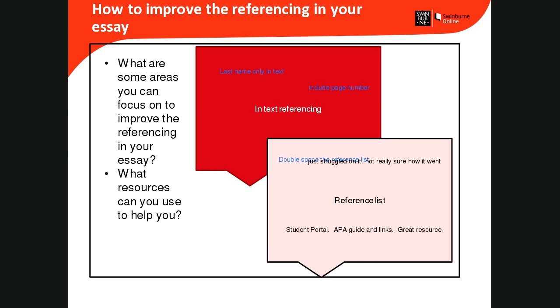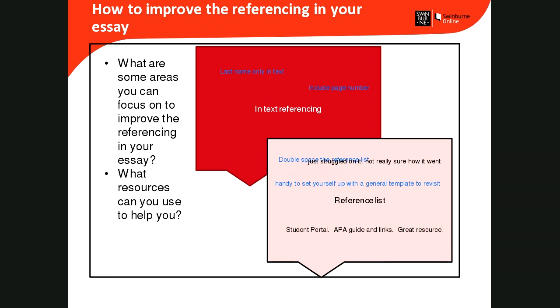Within in-text referencing, a couple of common areas that we found were things like using the author's initials in the in-text reference. No need, just use their surname. Including page numbers for all direct quotes. That's really important. Okay, so they were sort of the main things in terms of the formatting.